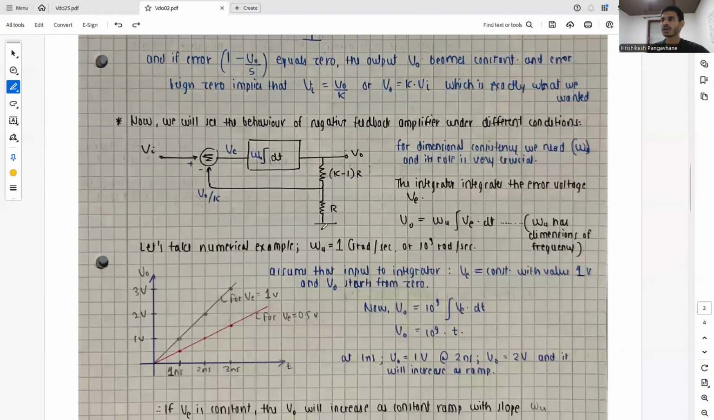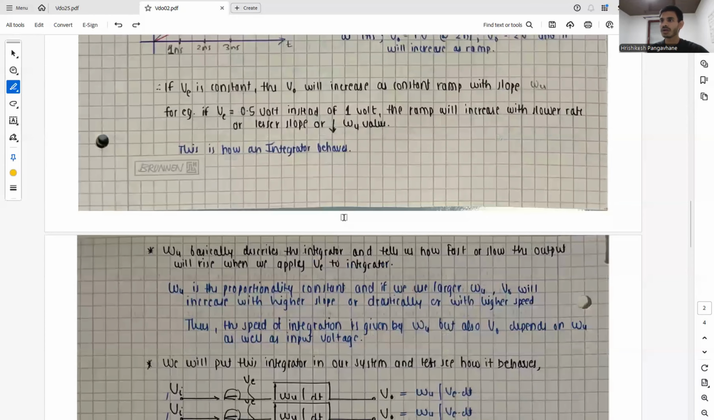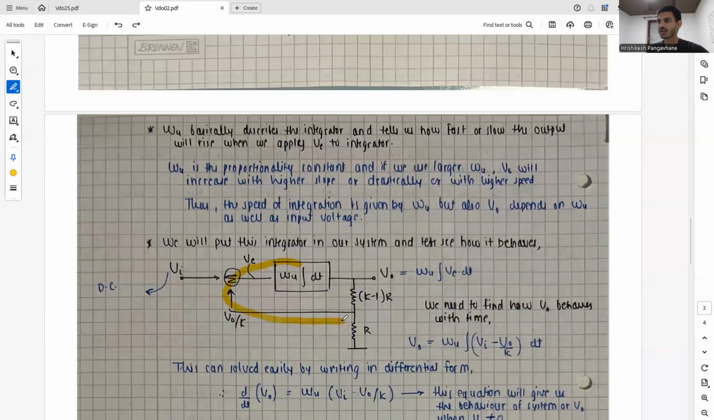As of now, we have discussed the behavior of our integrator, and now after putting it into a negative feedback loop, we have to see how it behaves. So we have our Vi at DC, we have the input to our integrator, which is VE, which comes from Vi minus V naught by K. And we have our resistor divider as well, and our V naught comes out to be omega u times the integral of VE dt.